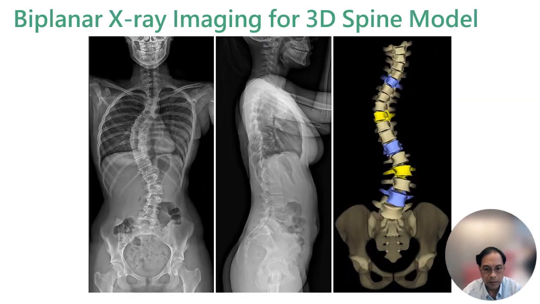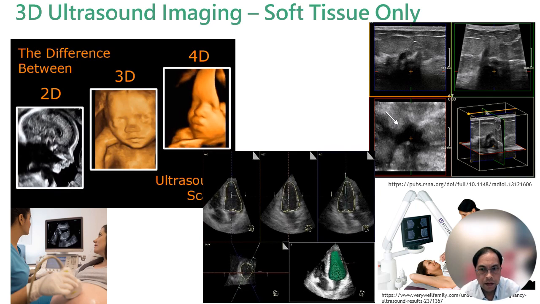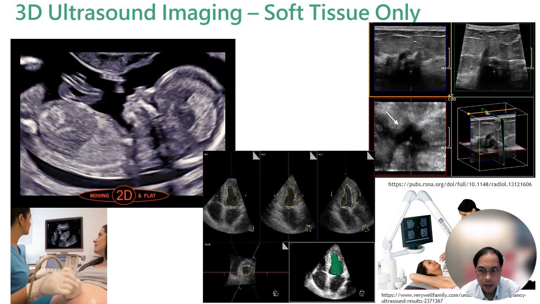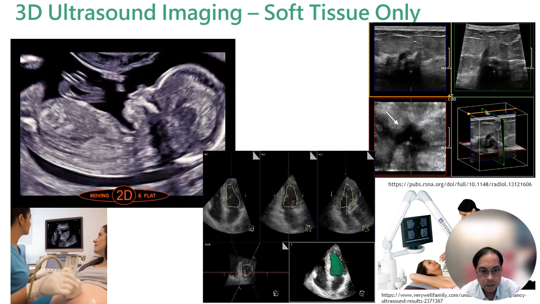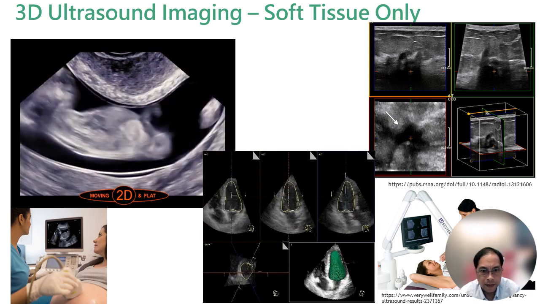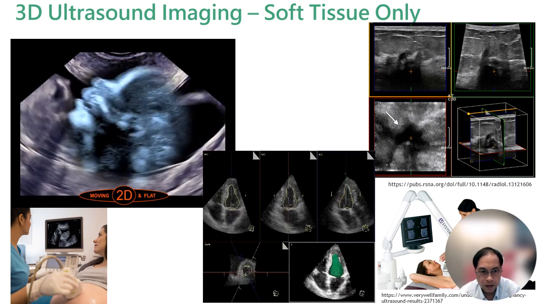One commonly used method nowadays is biplanar X-ray imaging, like the EOS system. It can form the 3D model, but again, this is not real imaging, it's a modeling method. 3D ultrasound has been used commonly in the medical field, including fetus assessment, heart assessment, as well as breast cancer assessment. So we can think about that: if we can have 3D imaging of the spine, then we are able to form useful information about the spine deformity.